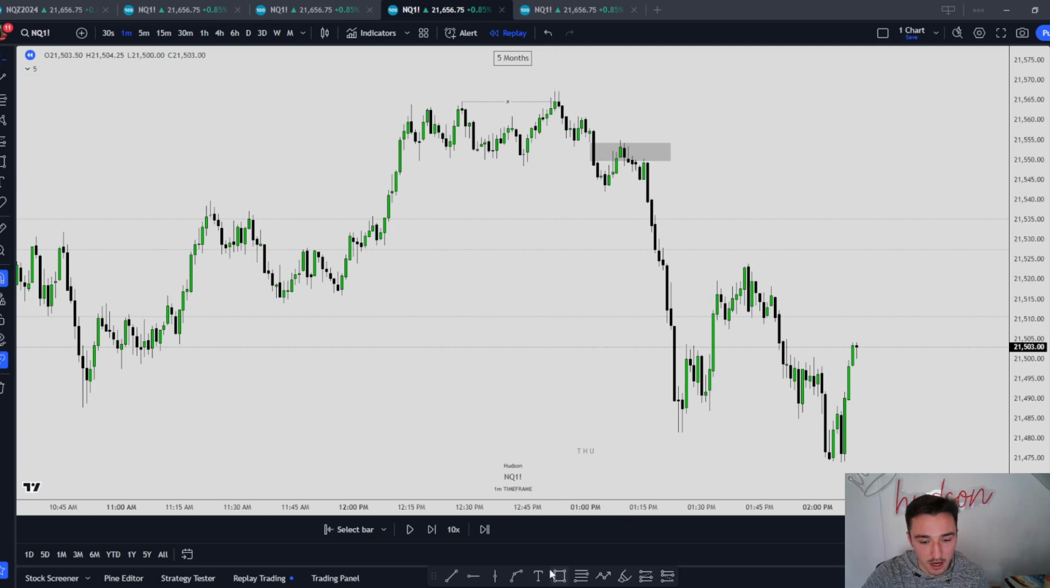So what candle becomes the breaker? This down close right here, right? So this becomes your breaker. This becomes the fair value gap. This becomes your unicorn model, right?